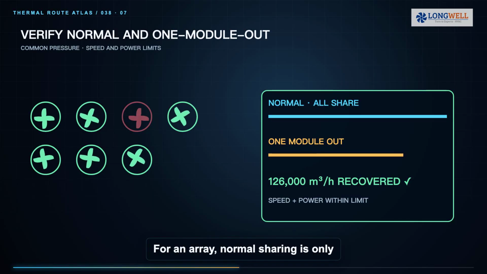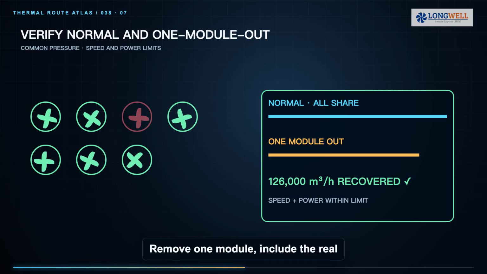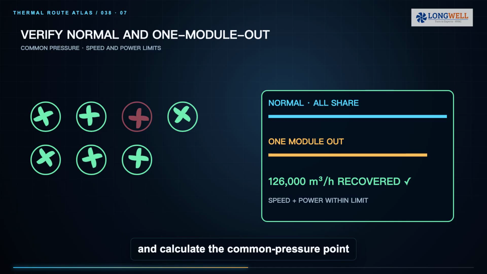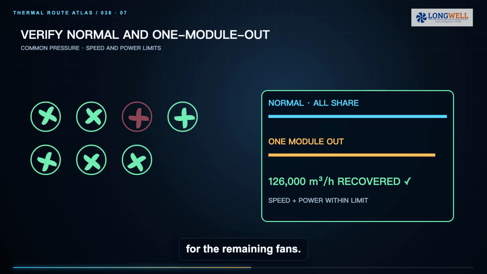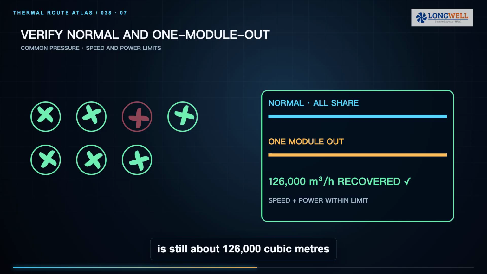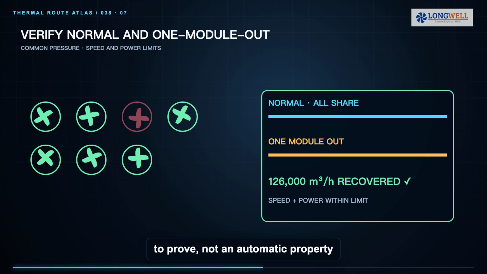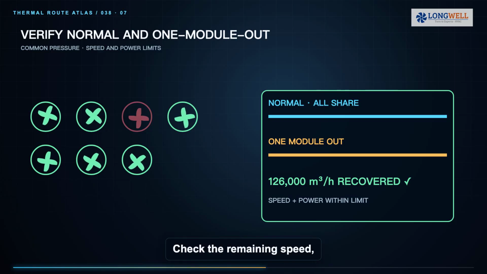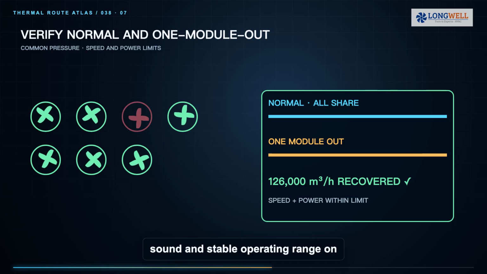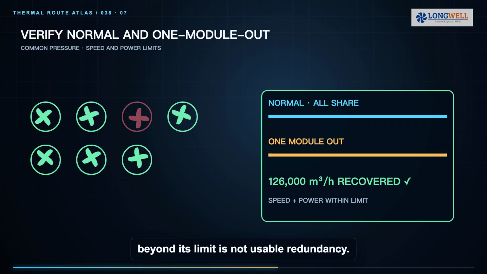For an array, normal sharing is only the first point. Remove one module, include the real isolation or backflow condition, and calculate the common pressure point for the remaining fans. In this example, the failure target is still about 126,000 cubic meters per hour, but that is a requirement to prove, not an automatic property of N+1. Check the remaining speed, absorbed power, current, sound and stable operating range on verified curves. A spare module that forces every survivor beyond its limit is not usable redundancy.